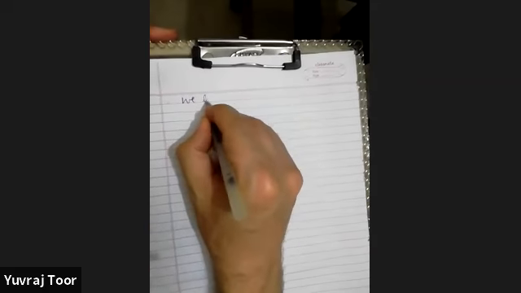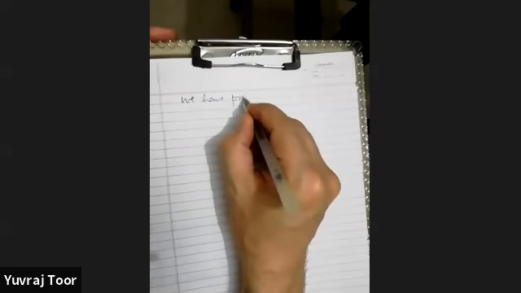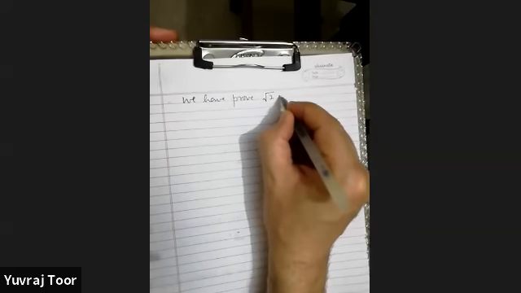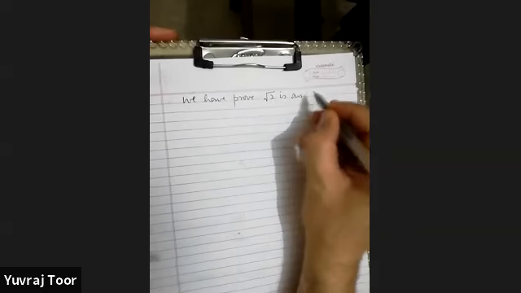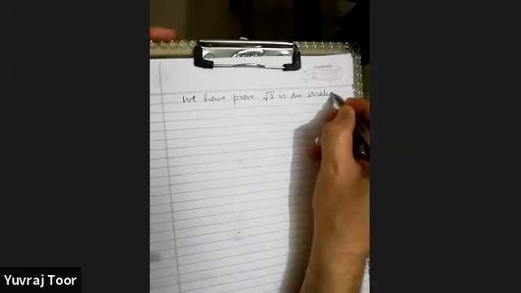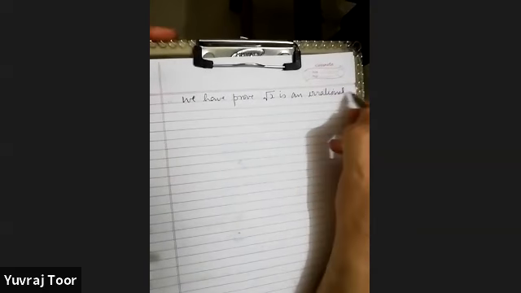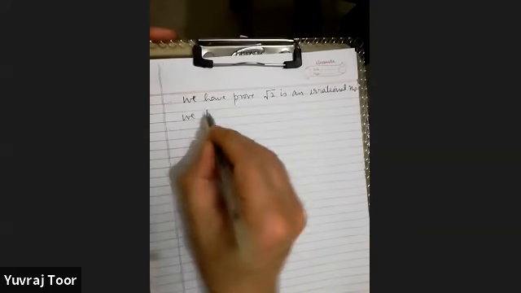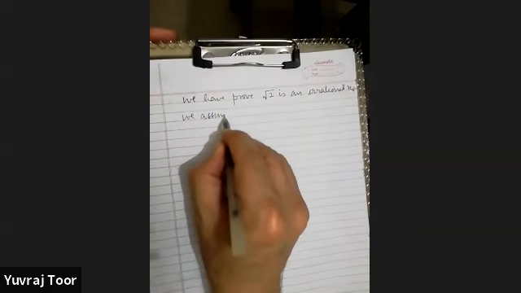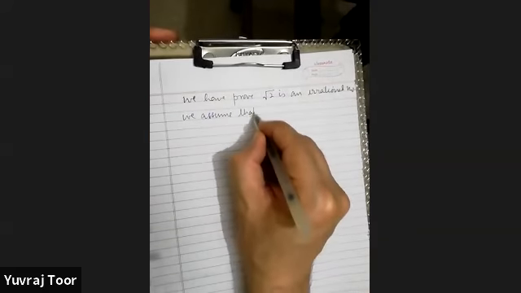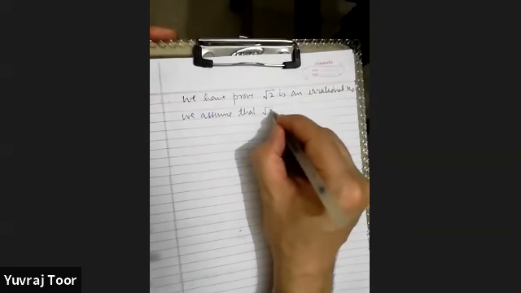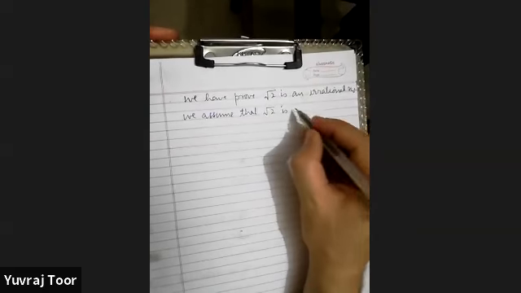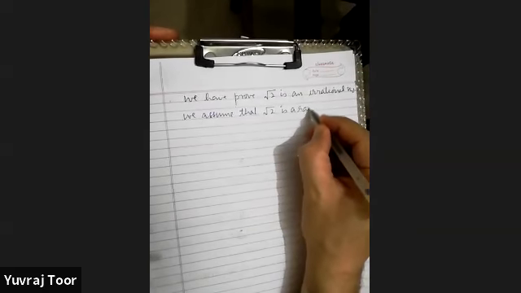So we have to prove that root 2 is an irrational number. We assume that square root of 2 is a rational number.